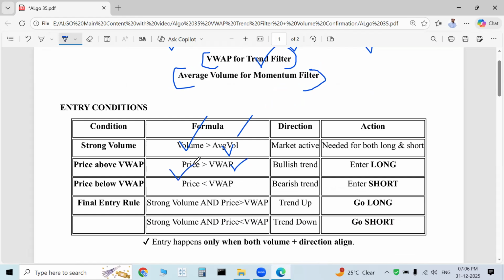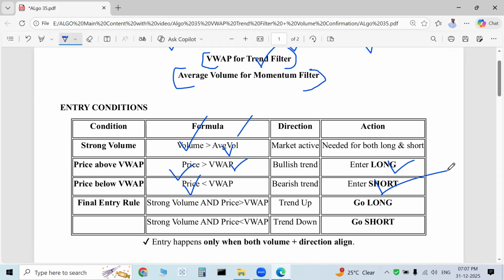If the price is above VWAP, that means there will be two different filters. First, we will check the volume, then we will check the price. And if the price is above VWAP, we are going to go for a long position. And if the price is below VWAP, we are going to go for the short position.